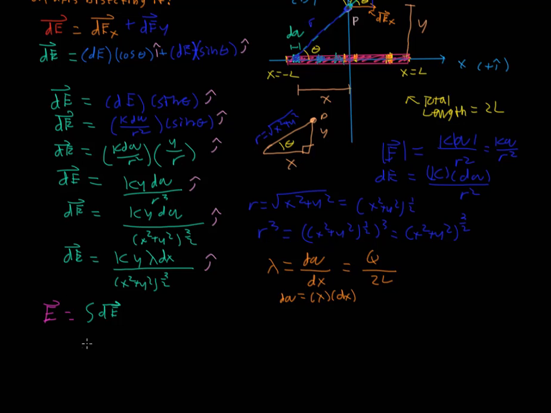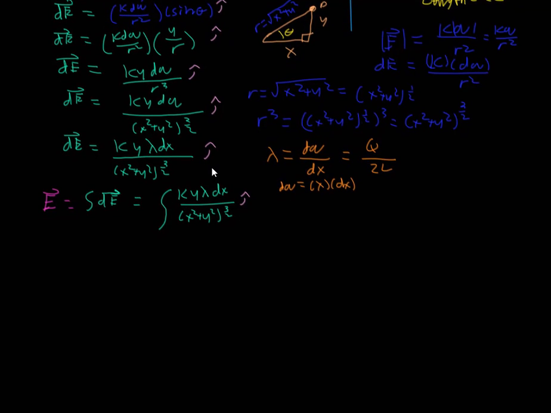So technically, you could say it's from 0 to E, but conceptually, you're just integrating all the dE vectors. In our case, you're integrating the right side of the equation, which is k y lambda dx over x squared plus y squared to the 3/2, and then you have your j hat vector.